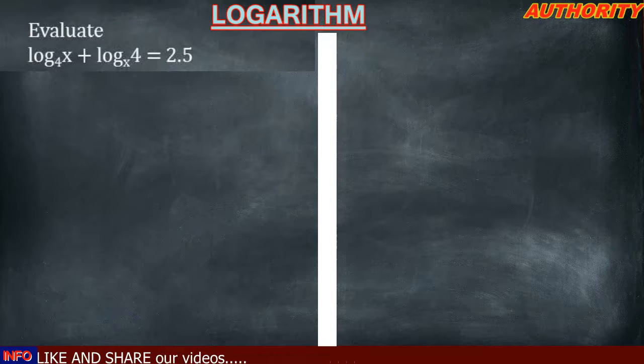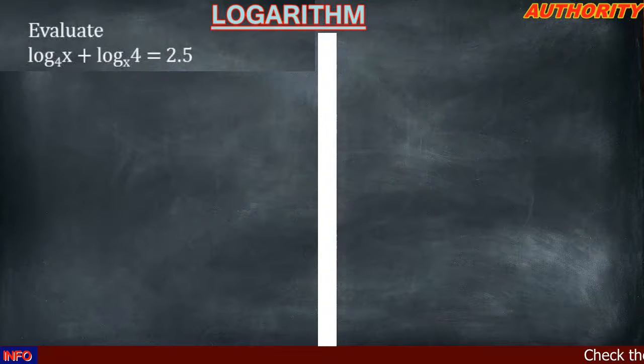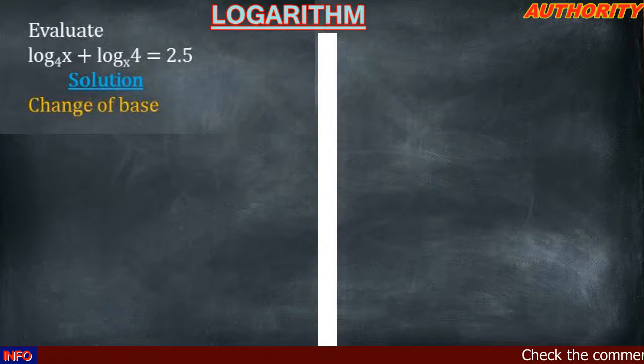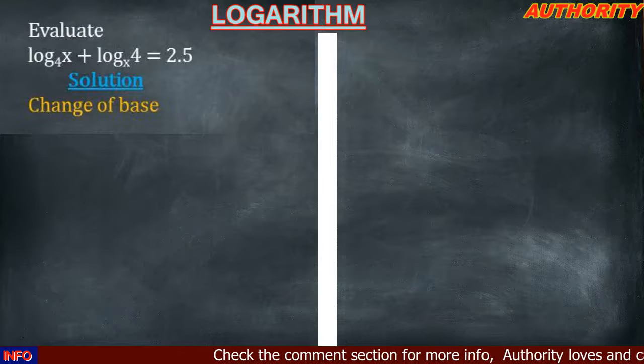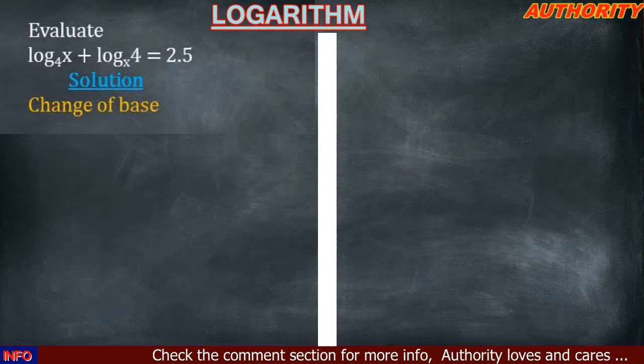So what are we going to do? The first observation here is that these logarithms are not in the same base. So as they are not in the same base, I think we are going to change the base for this expression to have the same base. Okay, so in change of base, what does it mean, or how can we go about it?